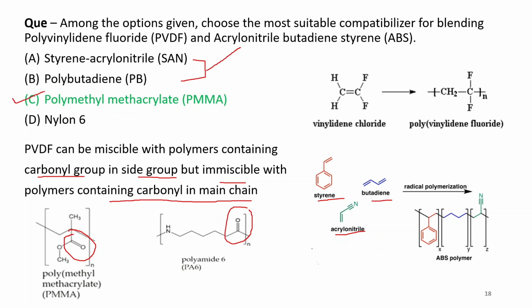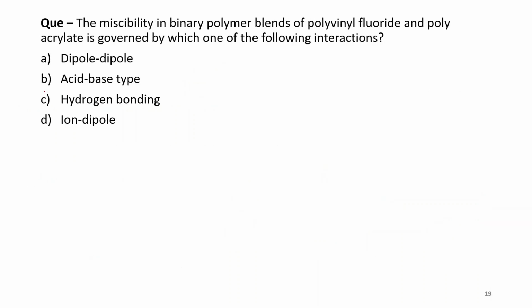So you understood why nylon 6 is incorrect, because it has the carbonyl group in the main chain, but in the PMMA it's in the side chain, so PVDF is miscible with that. So let's move to the next question.